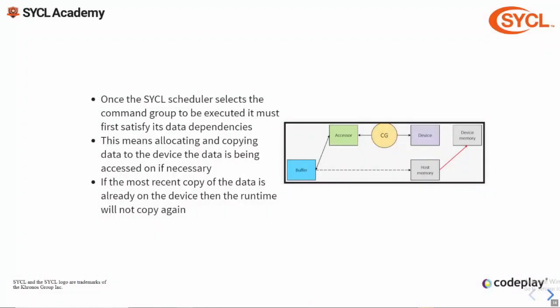With this information, the runtime can schedule the command group in relation to others. Once the runtime scheduler selects that command group to execute, it must first satisfy its data dependencies. This usually means copying the data to the target device. However, if the latest modified copy of the data is already on the target device, it doesn't need to move. Sometimes the dependencies are on data already being written to by another kernel. In this case, it must wait for that kernel to complete before copying.